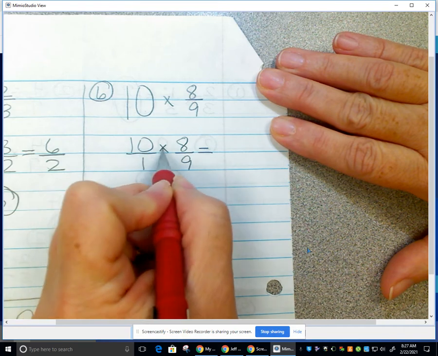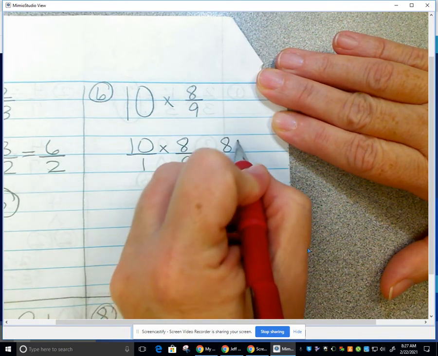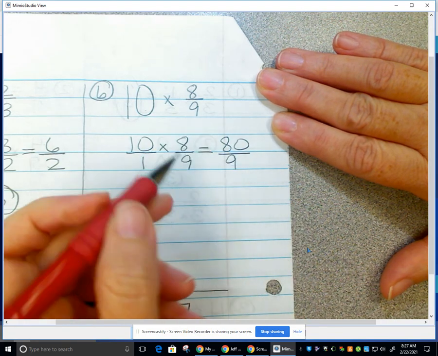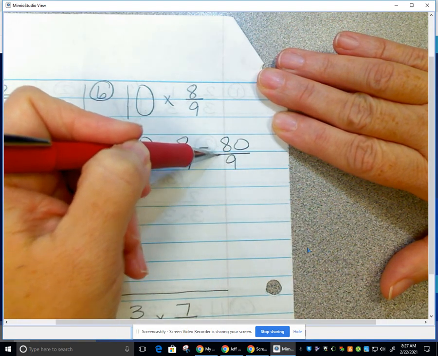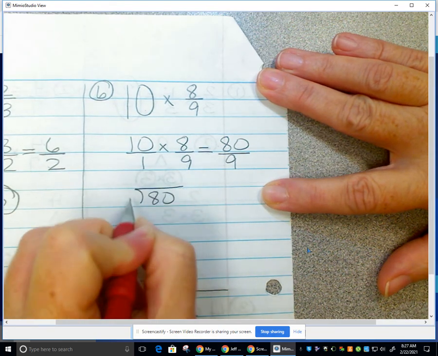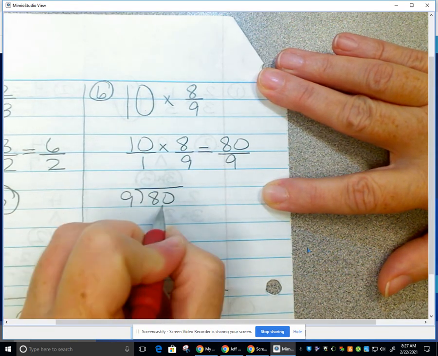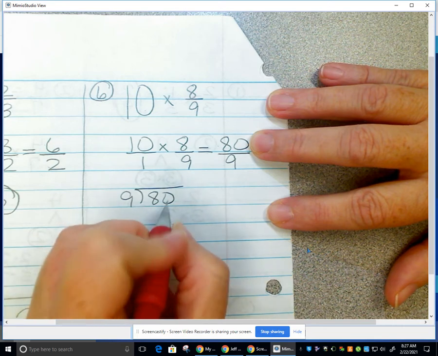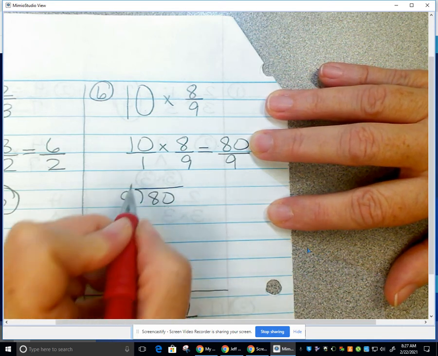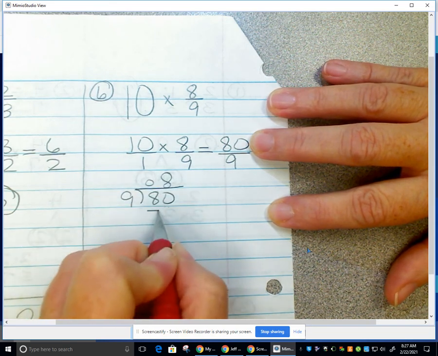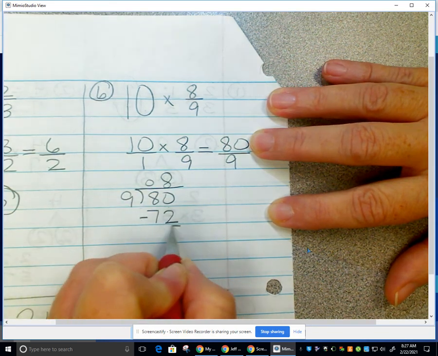So 10 times 8 is 80. 1 times 9 is 9. So this reads 80 divided by 9. That's improper, so I've got to set this up. 9 will go into 80. Let's see. 9 times 7 is 63. 9 times 8 is 72. 9 times 9 is 81. So that's too much. So I want 9 times 8 is 72.